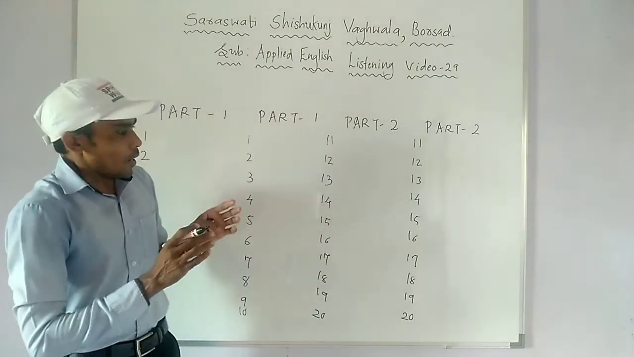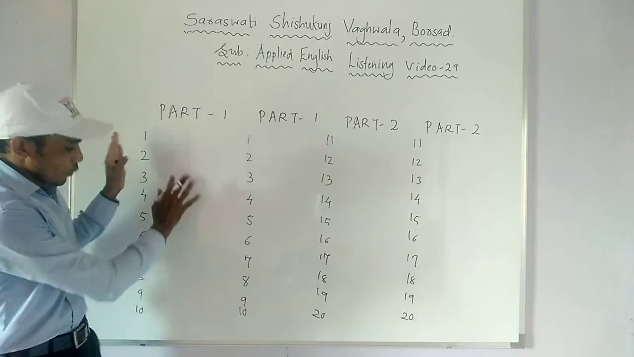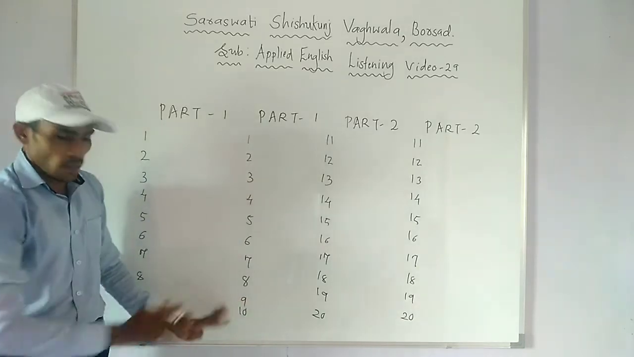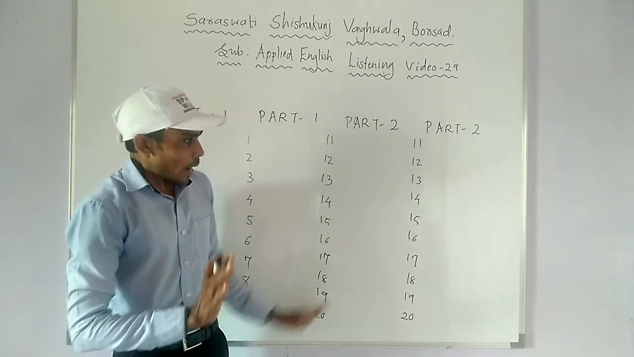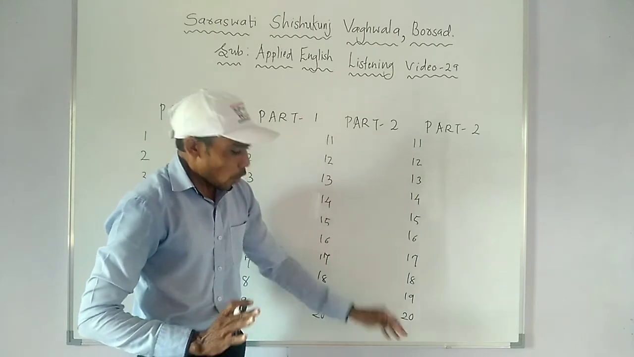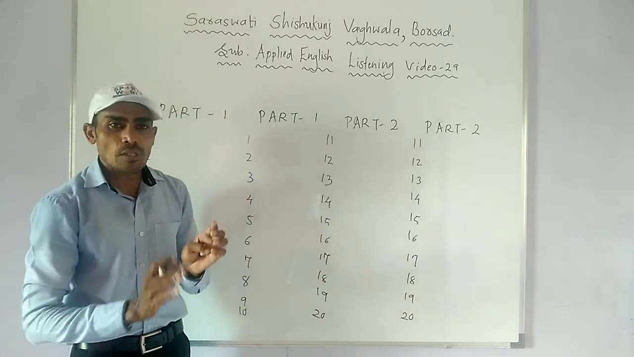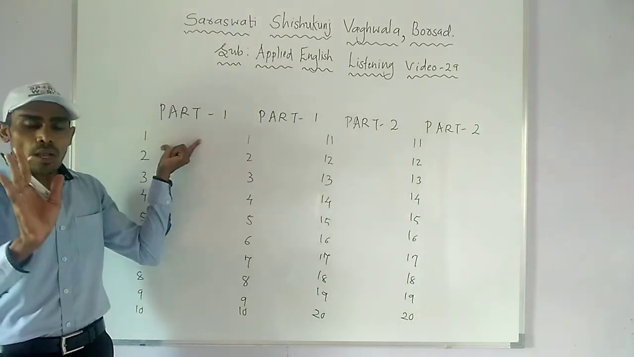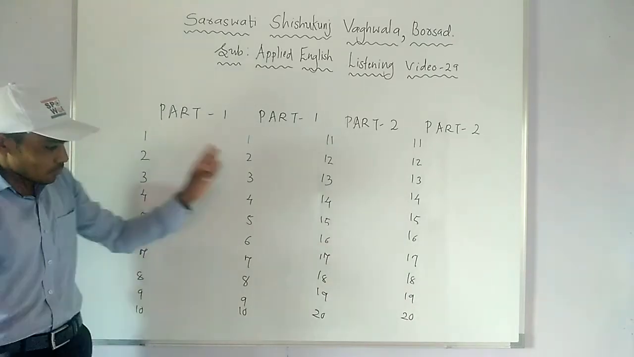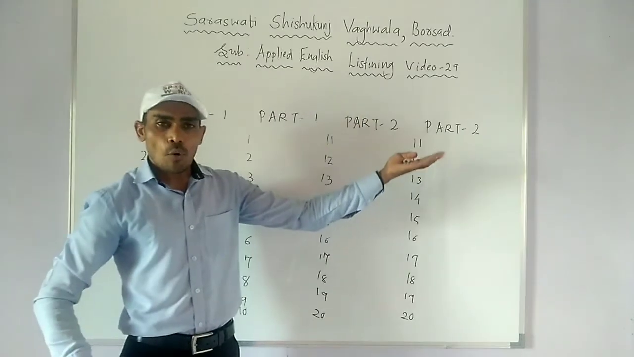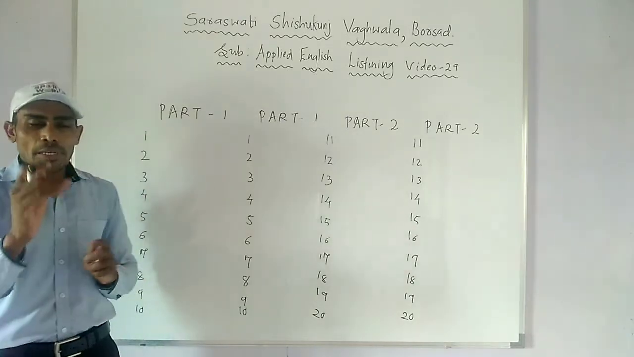So students, there are a total of 40 questions you are going to have for this examination. Part 1, 10 questions. One more part 1 consisting of 10 questions. Part 2 you are going to have 10 questions, and one more part 2, also 10 questions. So in total you are going to have 40 questions, and each question's answer is for 1 mark. Students, you need to prepare the answer key in such a way. When you prepare your answer key in this way, it will be really easy for you.